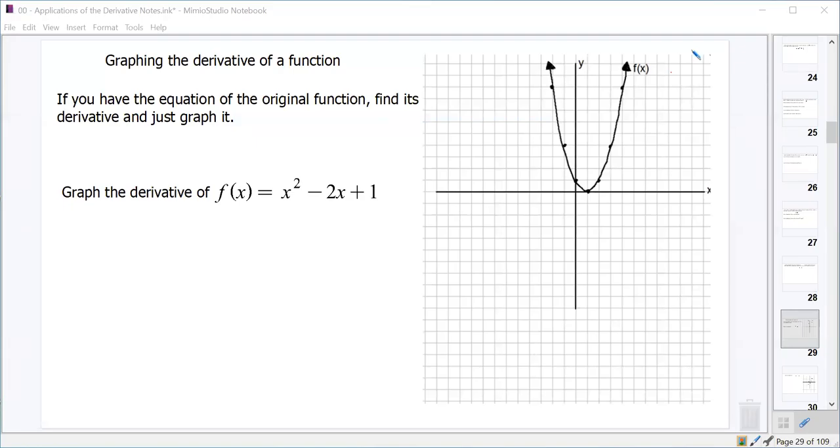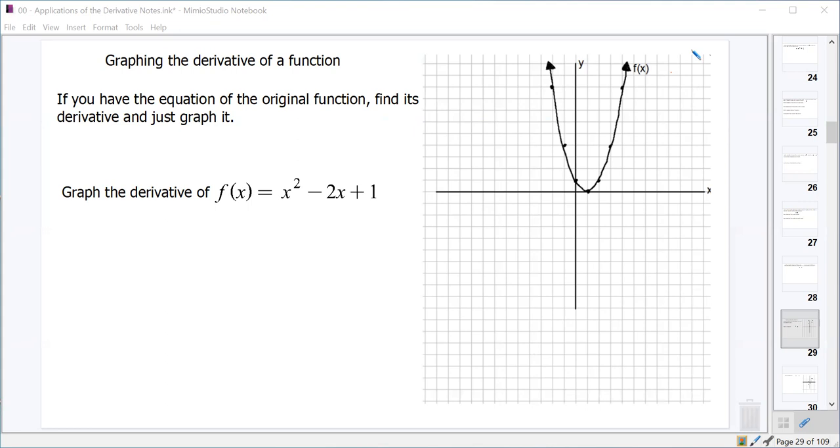Today we're going to talk about graphing the derivative of a function. And we're going to start off with some really easy ones and then move into some that get a little more difficult because we don't actually have the equation of the original function.